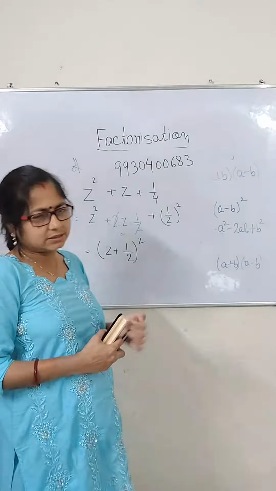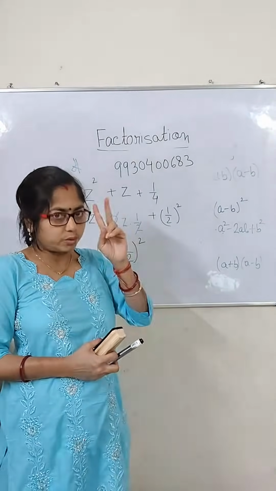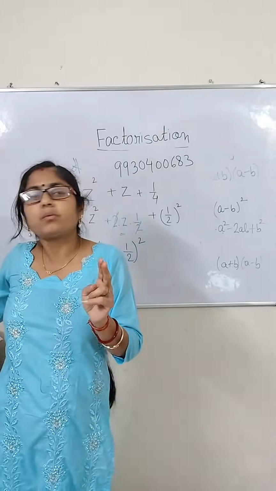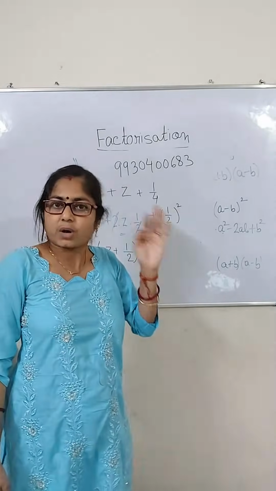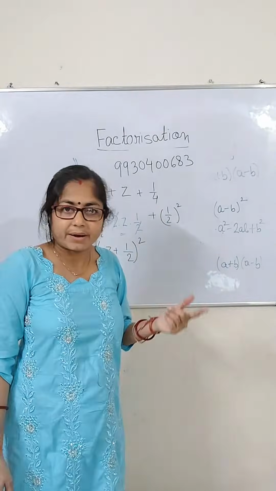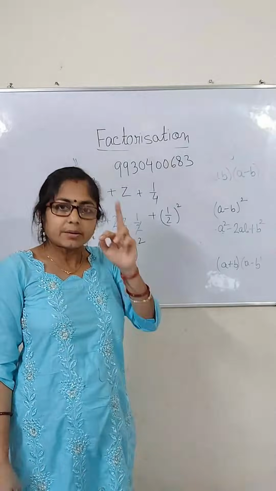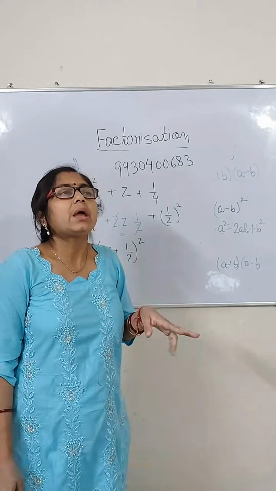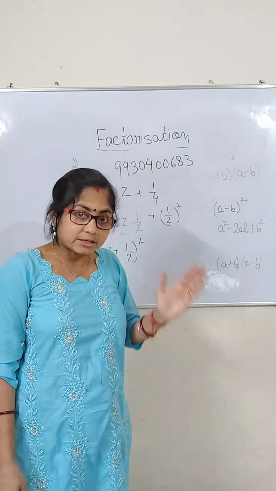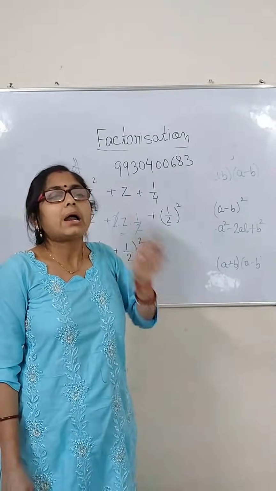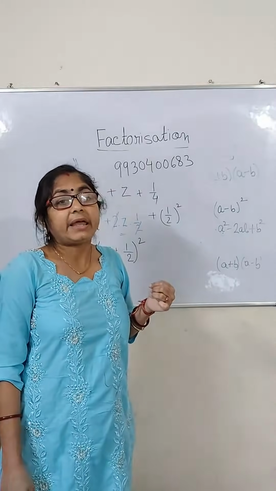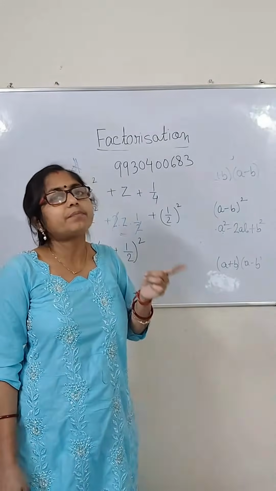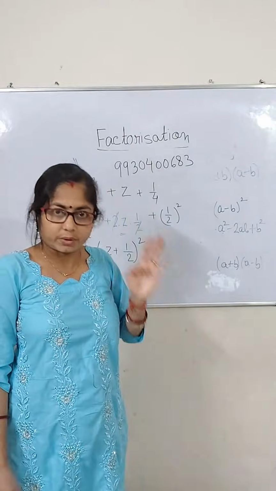Today, just recall one time. What did we learn today? We learned these things. Number one: a square minus b square means a plus b into a minus b. Number two: a minus b whole square means a square minus 2ab plus b square. Number three: a plus b whole square means a square plus 2ab plus b square.